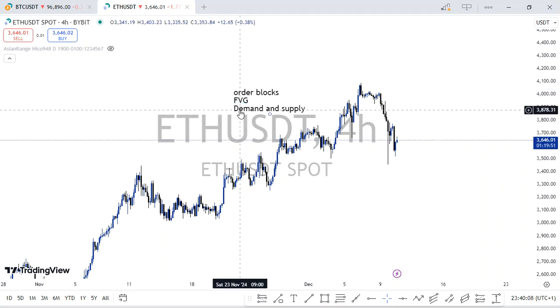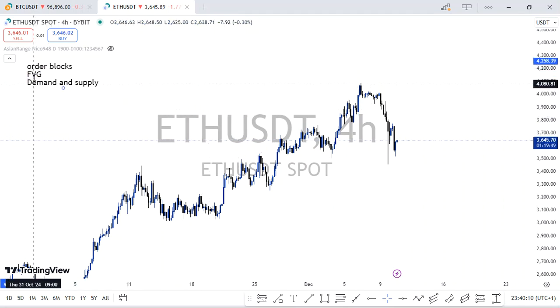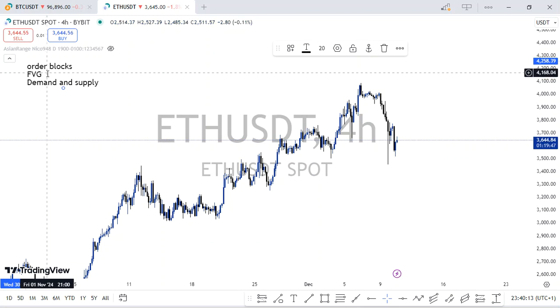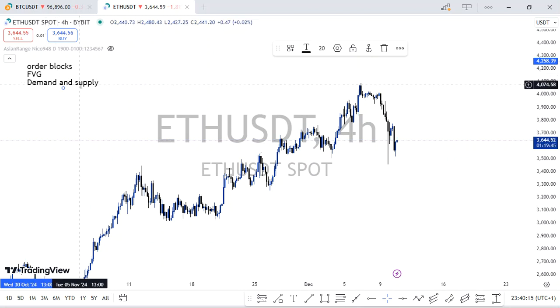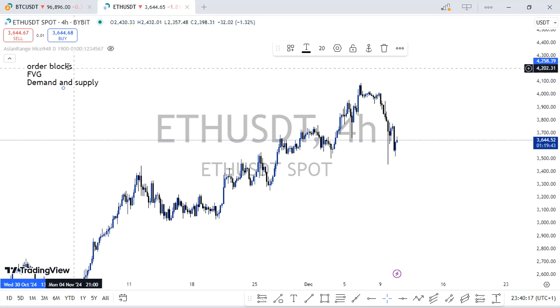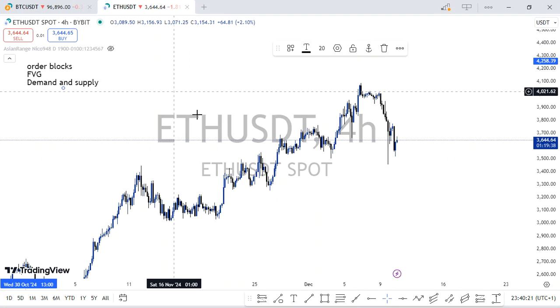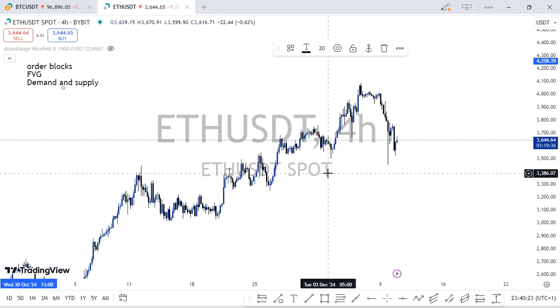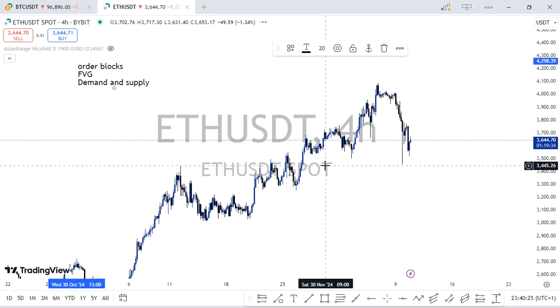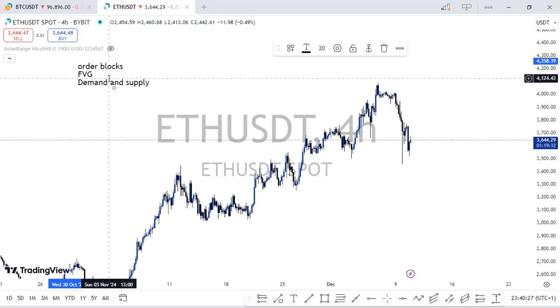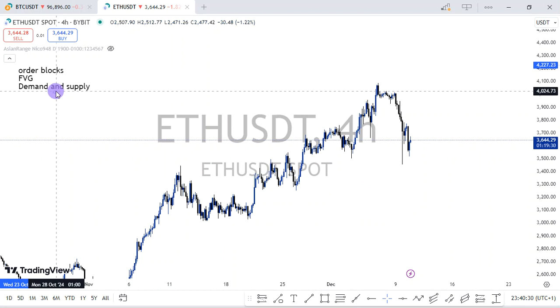properly execute trades. We'll be looking at how to properly enter the market using these key SMC tools. Then we'll be looking at top-down analysis as well, and understanding the overall market structure, or the overflow of the market.